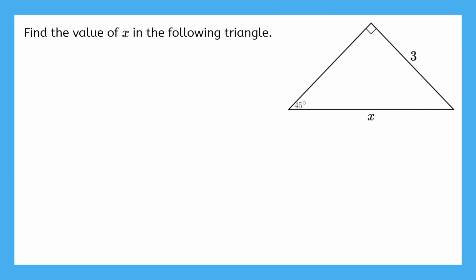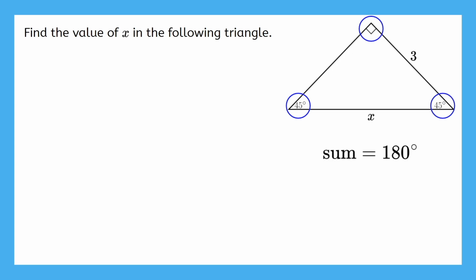Here's a 45-45-90 problem. Find the value of x in this following triangle. When we encounter a 45-45-90 triangle, we may have to first notice that it actually is one. If there is a right angle and one 45-degree angle, then the other angle must also be 45 degrees, since the angles of a triangle add to 180 degrees.